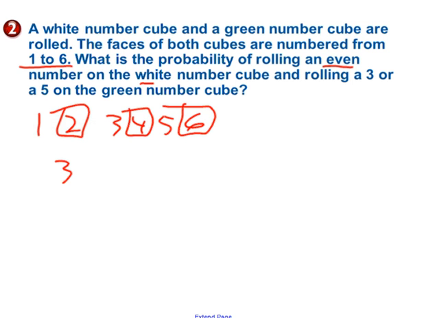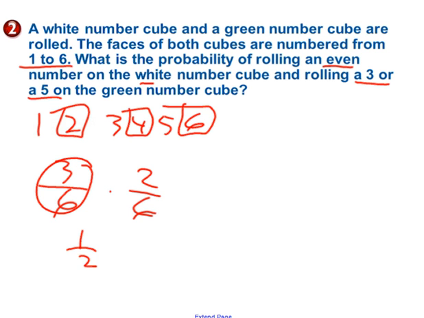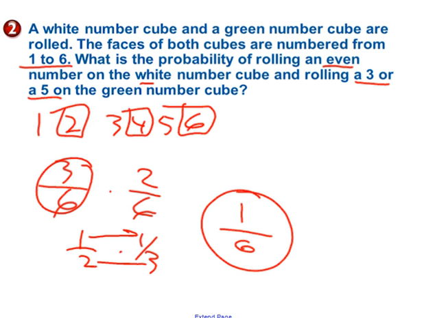So there's a 3 out of 6 chance of rolling an even number on the first cube and then rolling a 3 or a 5 on the second cube. So there's a 2 out of 6 chance there, a 3 or a 5. Do a little reducing here. This part is 1/2. This part is 1/3. 1/3 times 1/2. Numerators, 1 times 1 is 1. Denominators, 2 times 3 is 6. There's a 1 in 6 chance of doing that.